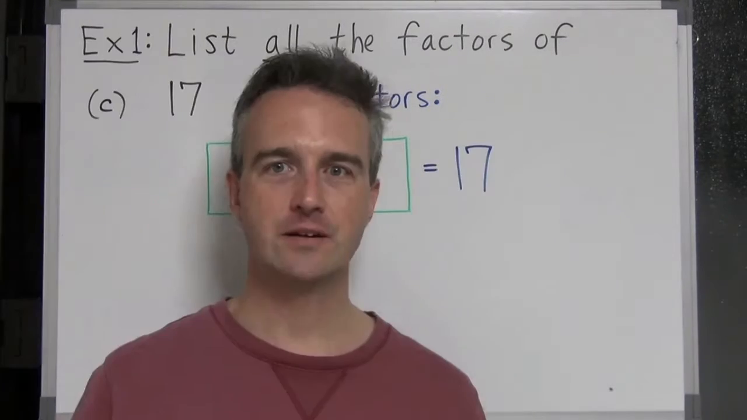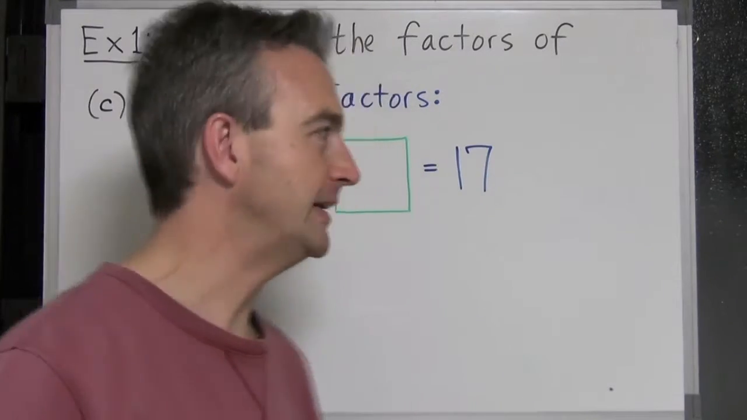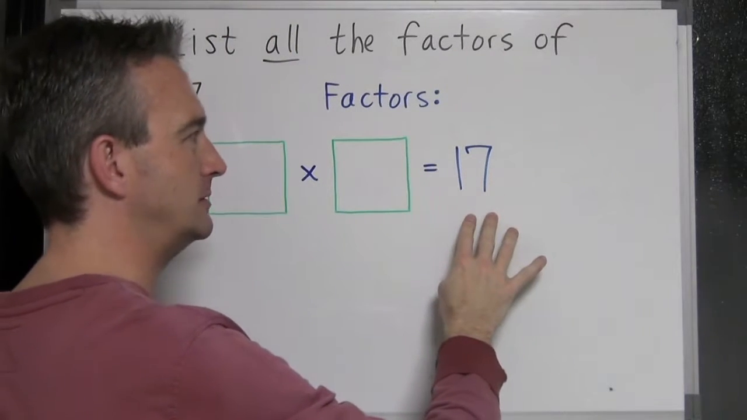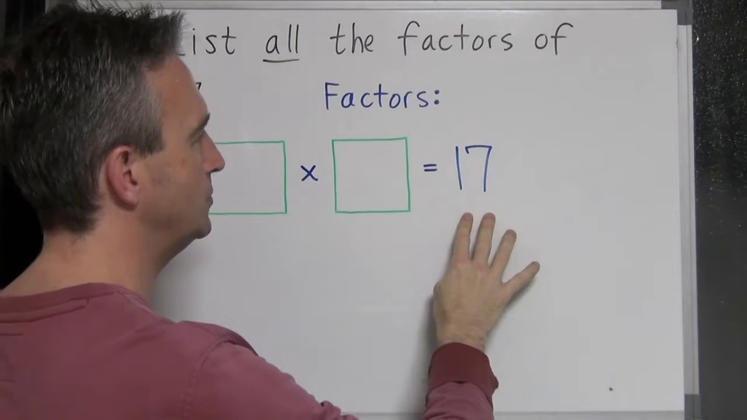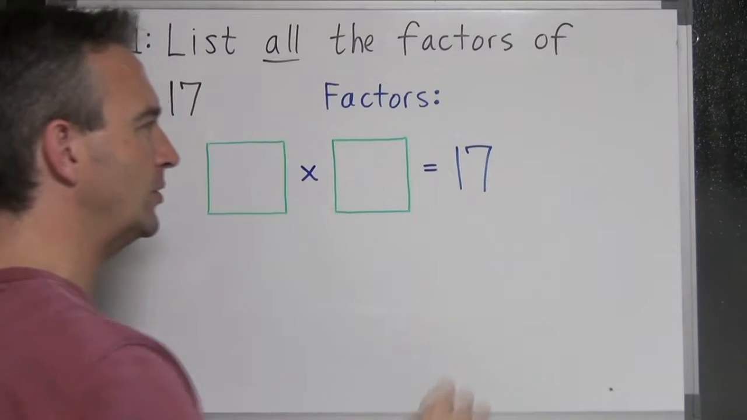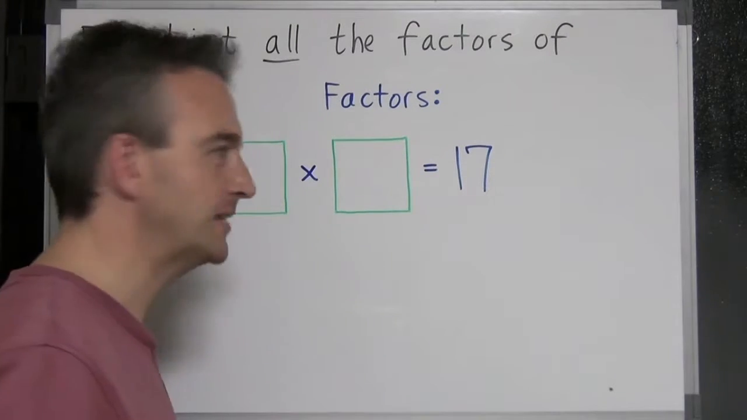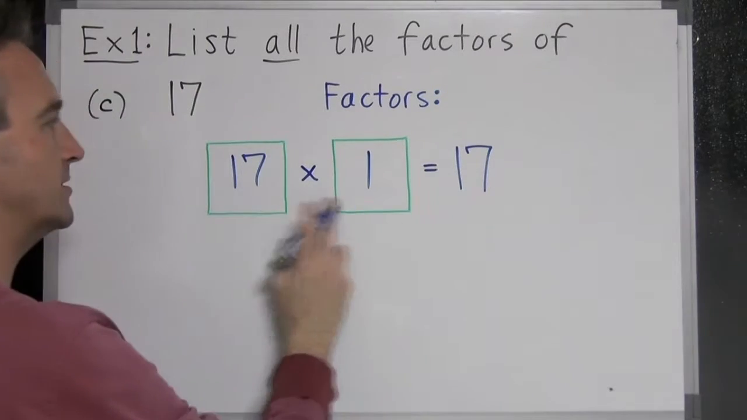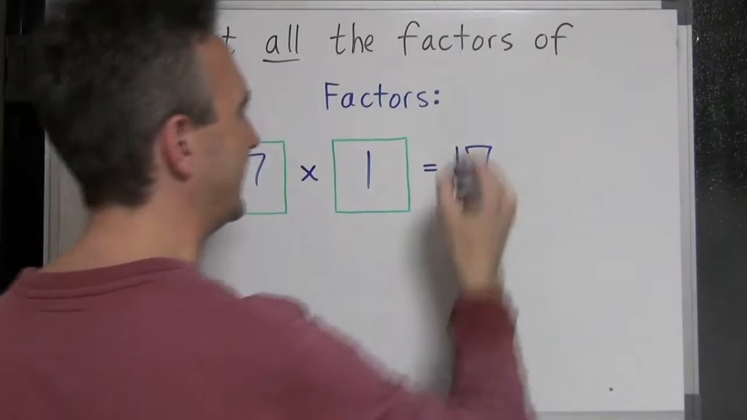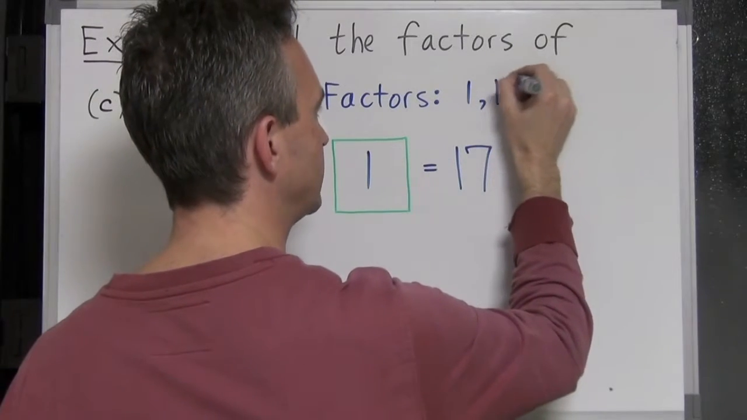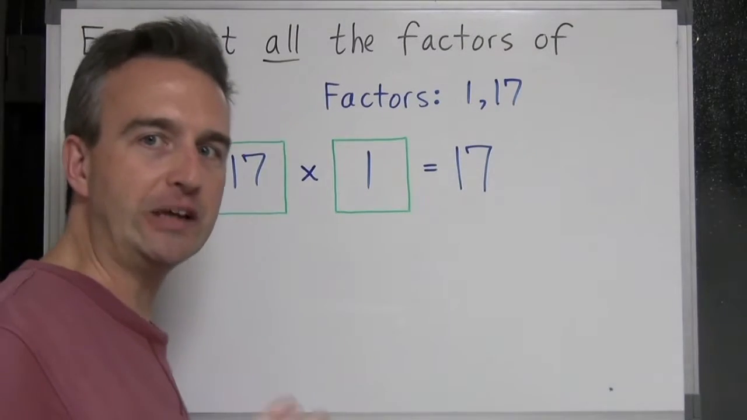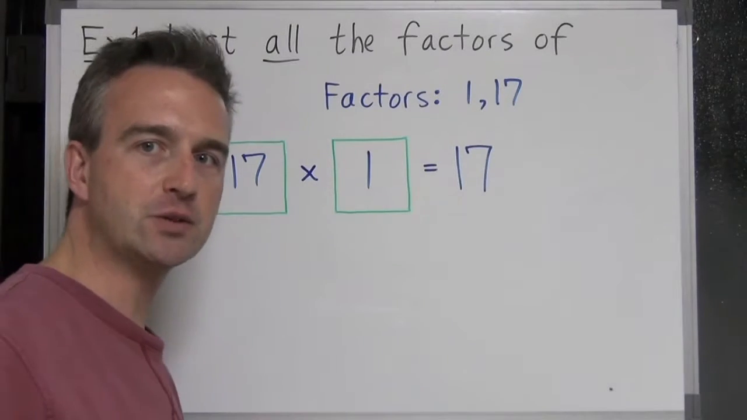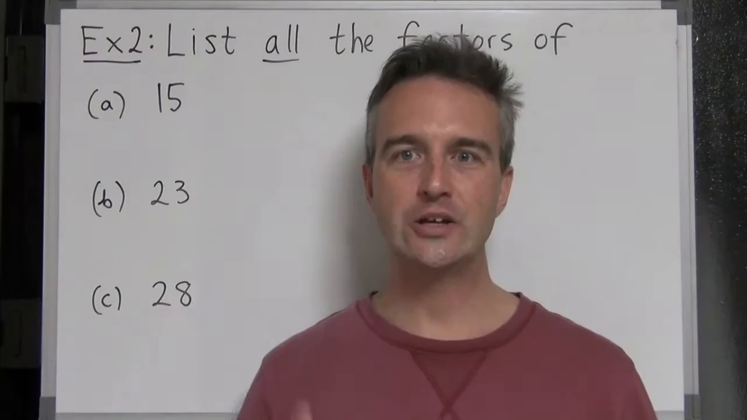Quite a lot there. Let's finish off with one more. 17. What are the factors of 17? 17. Oh, it's odd. No, can't divide by 2. 3. No. No. The only factors of 17 are 17 and 1. 17 times 1 is 17, and that's all we have. 1 and 17. And whenever the only factors of a number are itself and 1, then that number is called a prime number.